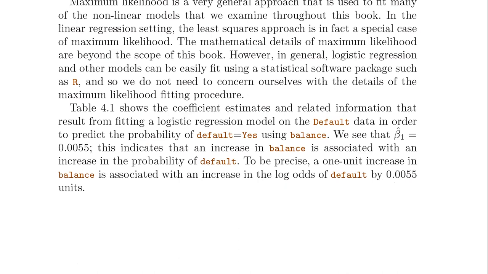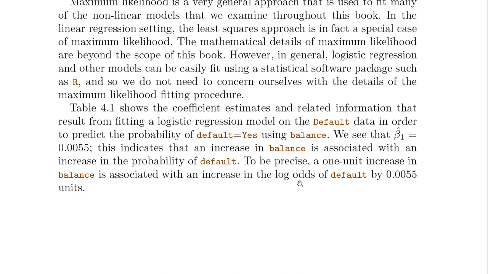We see that beta 1 hat is equal to 0.0055. This indicates that an increase in balance is associated with an increase in the probability of default. So what we're saying is that it's positive. Now, to be precise, a 1 unit increase in balance is associated with an increase in the log odds of default.